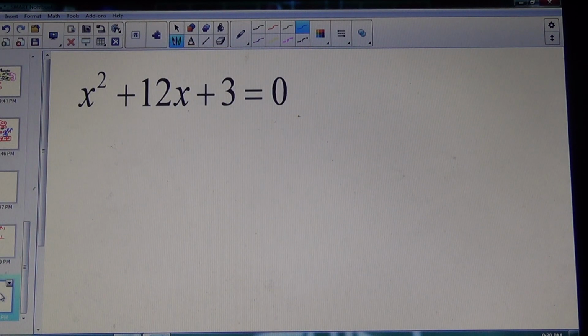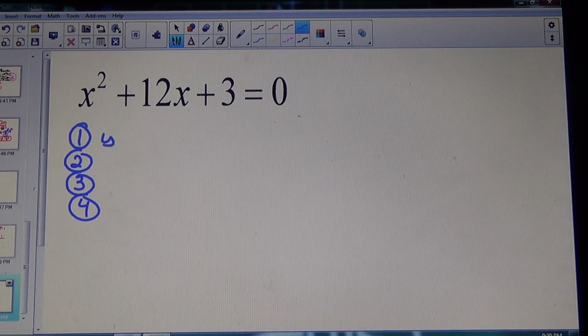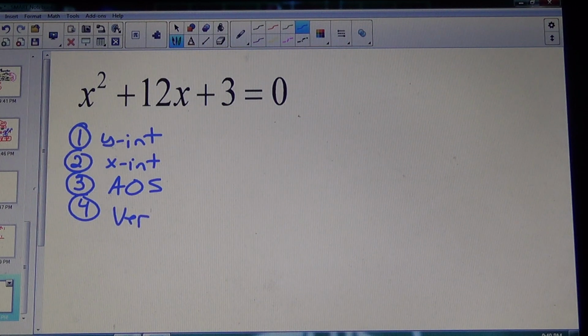And the last type of problem here. So we're going to do the 4 things so we can practice our graphing skills. This problem will probably just say solve on the test, but we'll practice here because I didn't get a problem like that in yet. So what are the 4 things I need? The y-intercept, the x-intercept, the AOS, which stands for axis of symmetry, and the vertex.